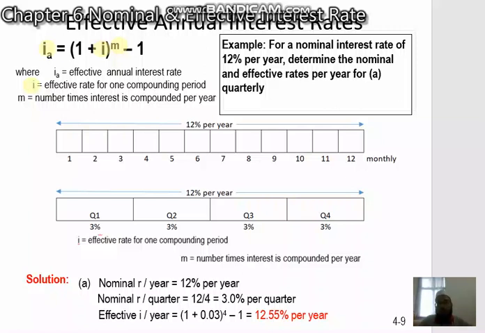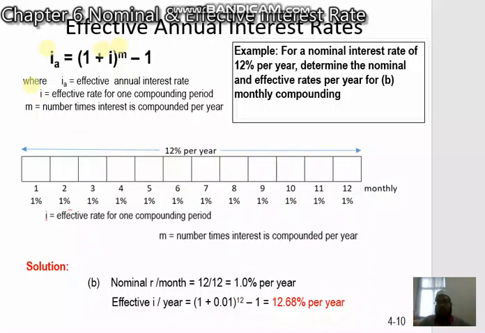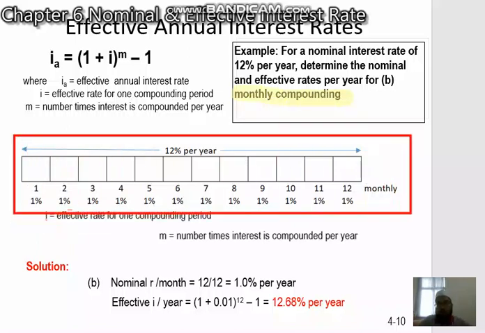So we can see another diagram here for monthly compounding. This is the cash flow diagram for monthly compounding. Every month, 1, 2, 3, until 12.